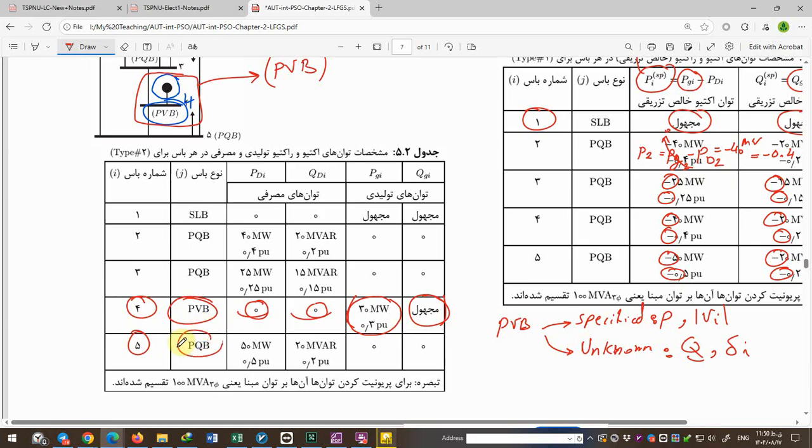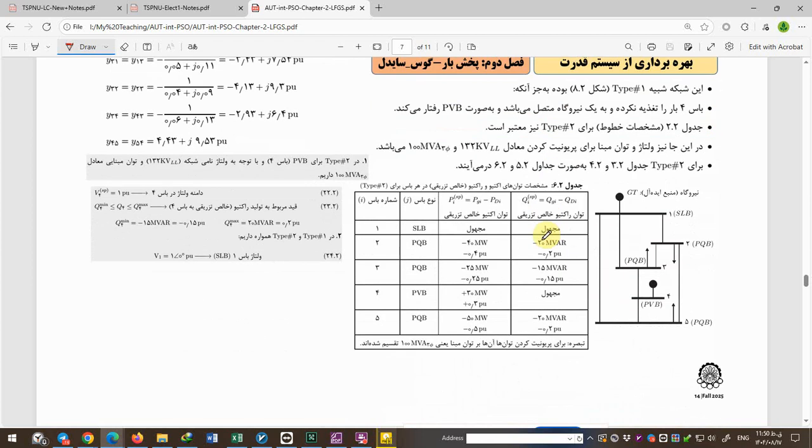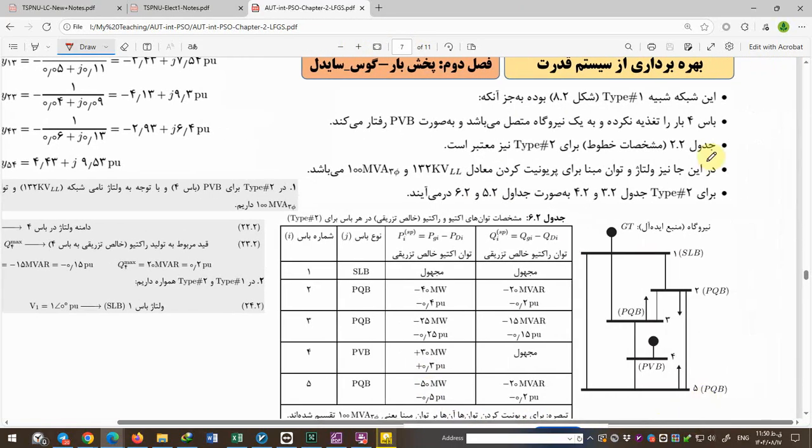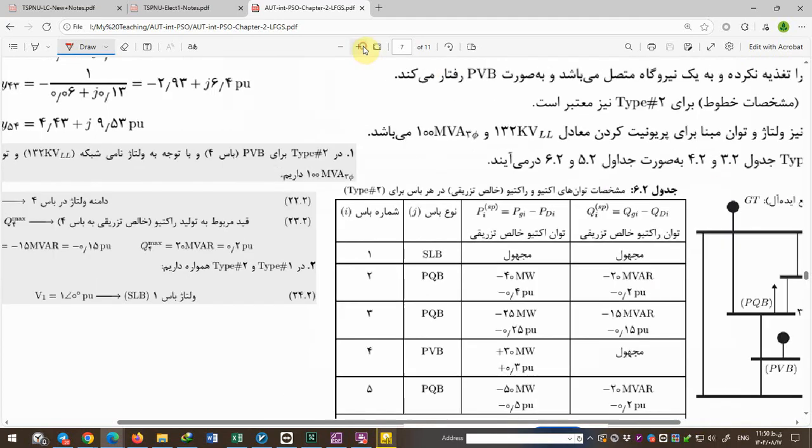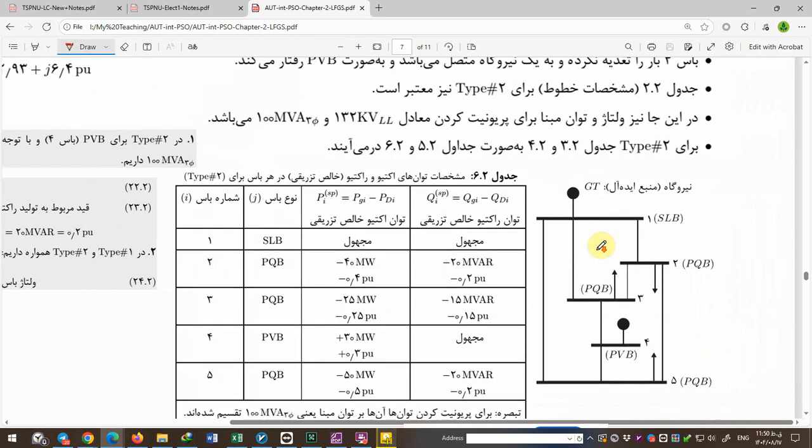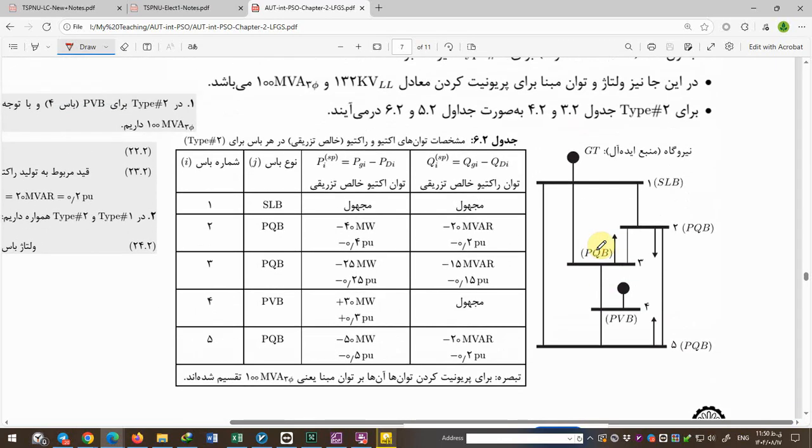Bus number 5 is a PQ bus, as we saw before, and we have to make a table specifying the pure injection in active power and reactive power.